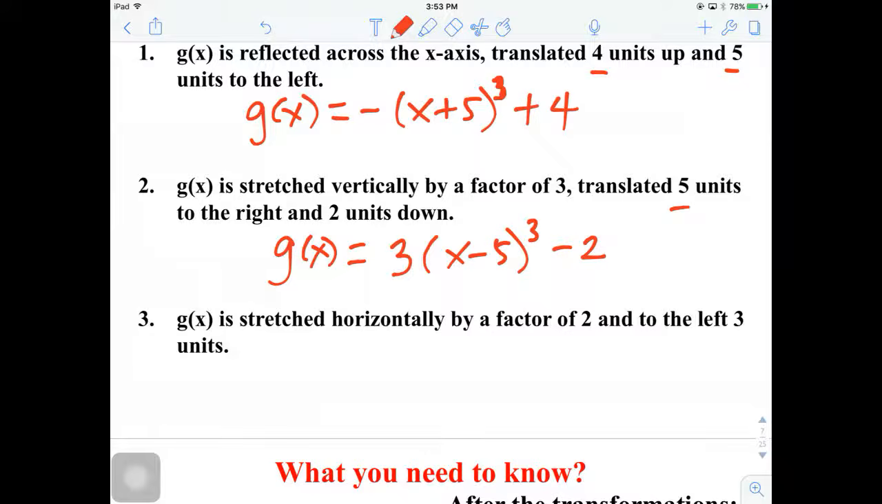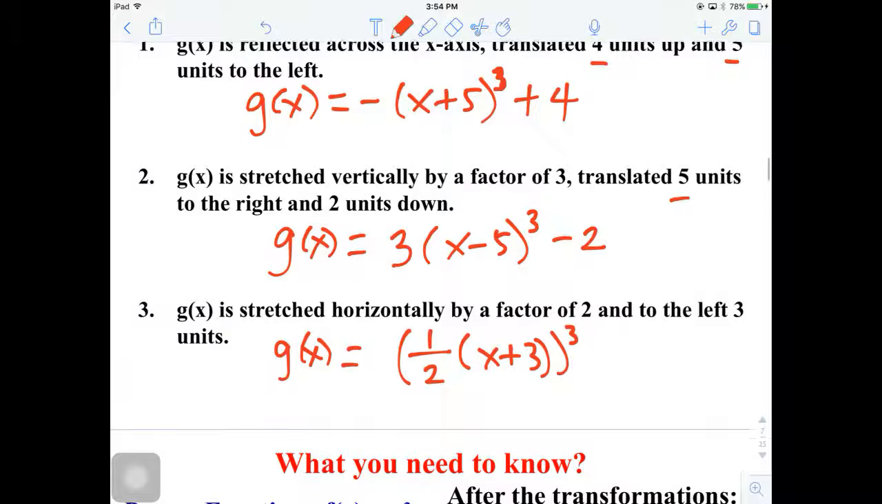Lastly, we're going to have g of x stretched horizontally by a factor of 1/2. Remember, horizontally means it's going to have a 1 over factor of 2, so it's going to be 1/2. So it's horizontally stretched. Again, it looks like a fraction 1/2, but it's actually a horizontal stretch. And then we have 3 units to the left, so we have x plus 3 and then cubed. Okay, so that would be the new function with the transformations.